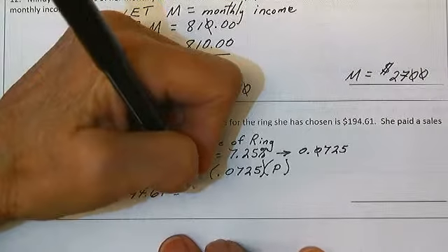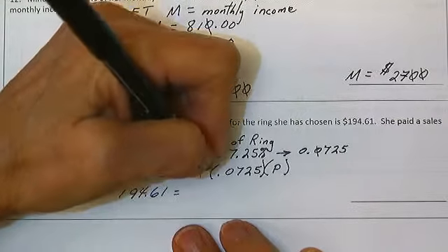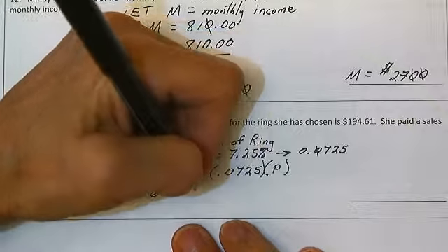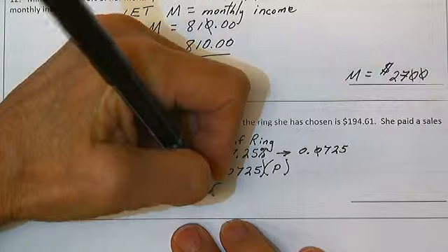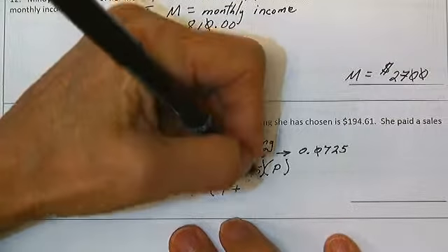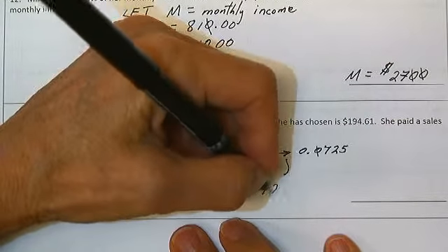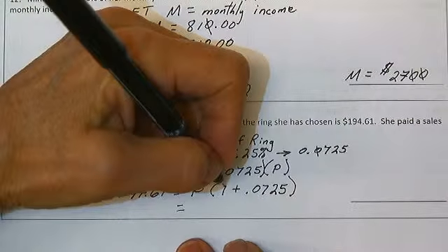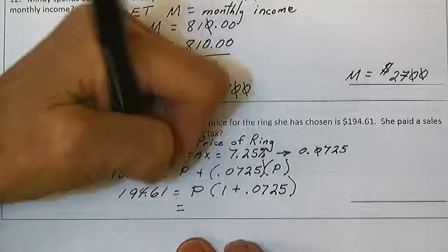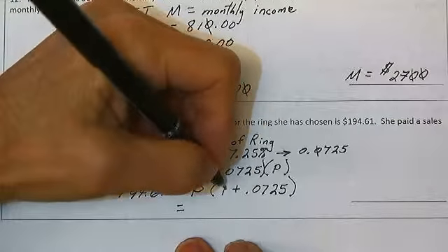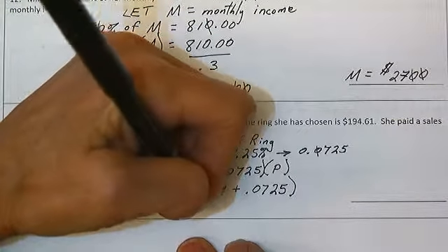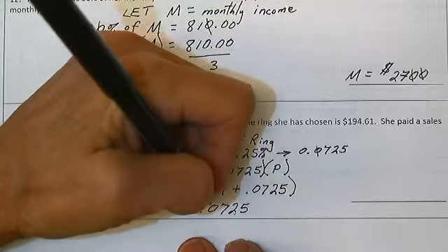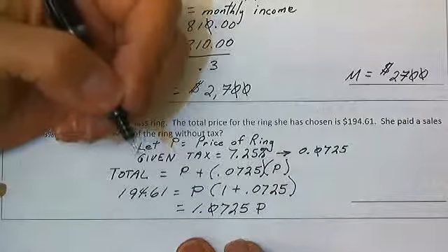So we have P plus 0.0725P, and that's the same as P times 1 plus 0.0725. So the total price is equal to the price of the ring multiplied times 1.0725 times P.